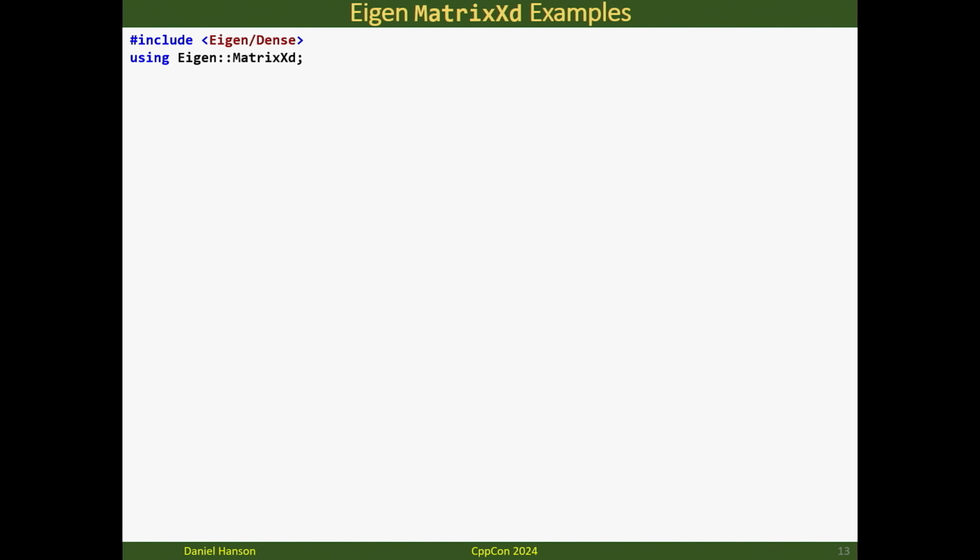We'll look at a few ways to instantiate an eigenmatrix. So I'll just bring the matrix XD into the global namespace for convenience. One way is to use an initializer list of initializer lists. So it's kind of like a coffee table book about coffee tables. Each initializer list represents a row in the matrix.